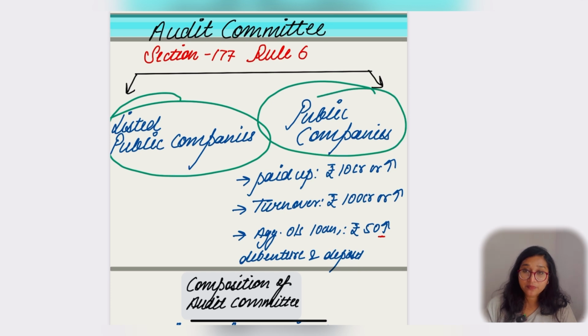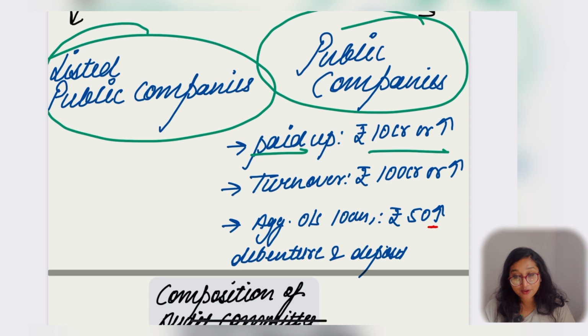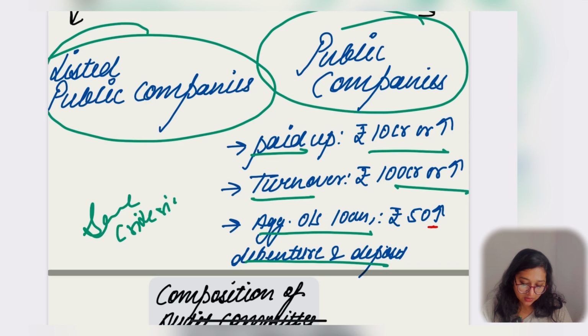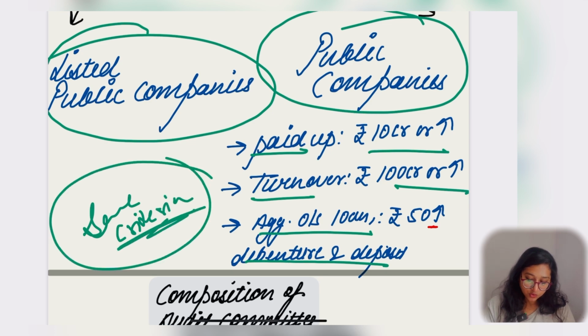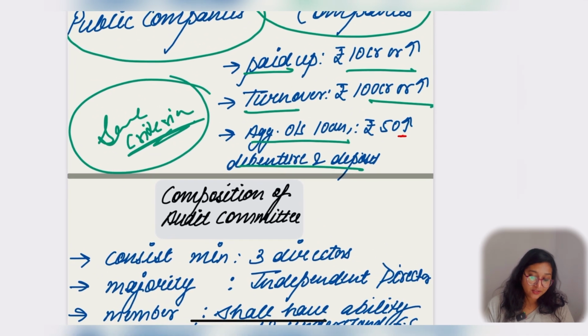Every listed public company, again, right? Not every public company, but there are some specified categories. In these public companies, the paid up capital of 100 crore or more, turnover of 100 crore or more, or aggregate outstanding loan, debenture and deposit exceeding rupees 50 crore. Remember, the same criteria was somewhere. So comment below in which section the same criteria was.